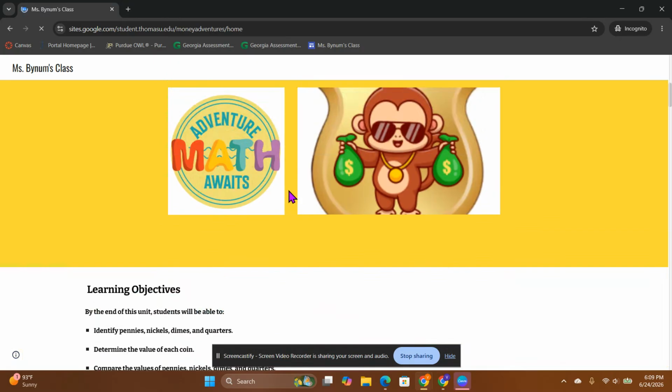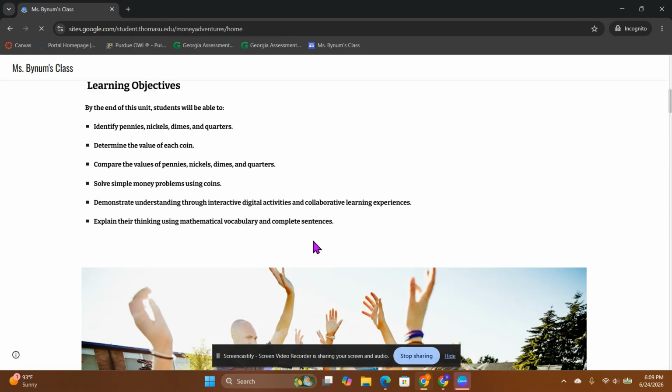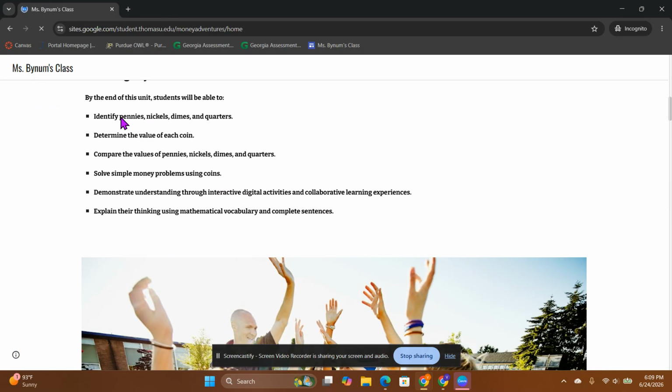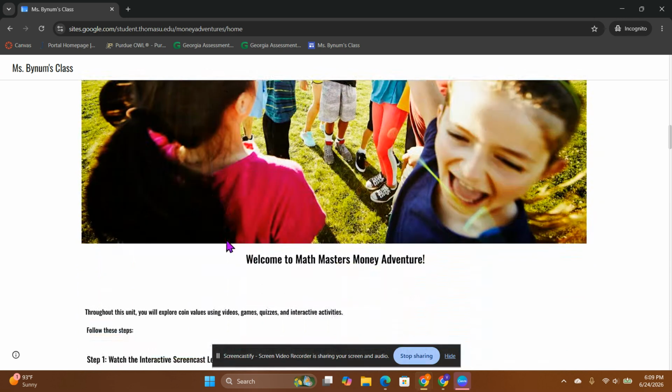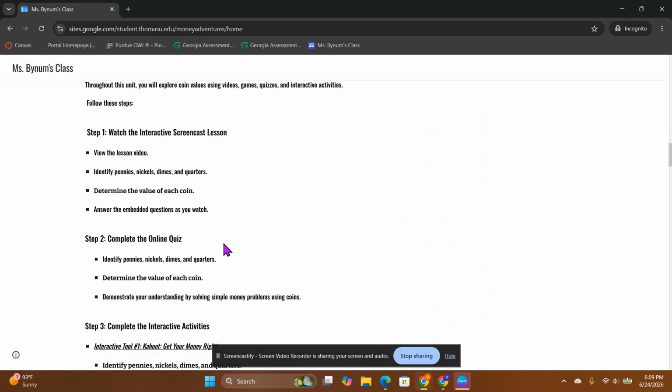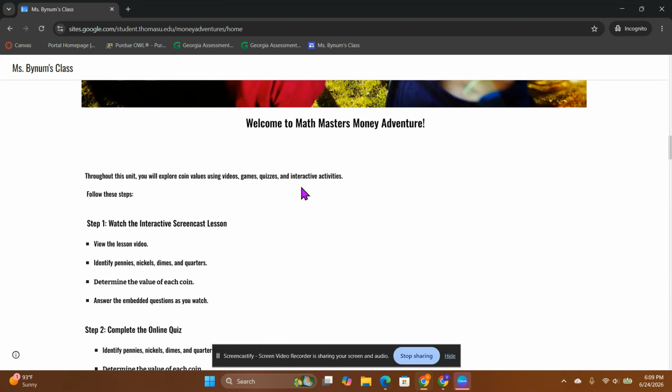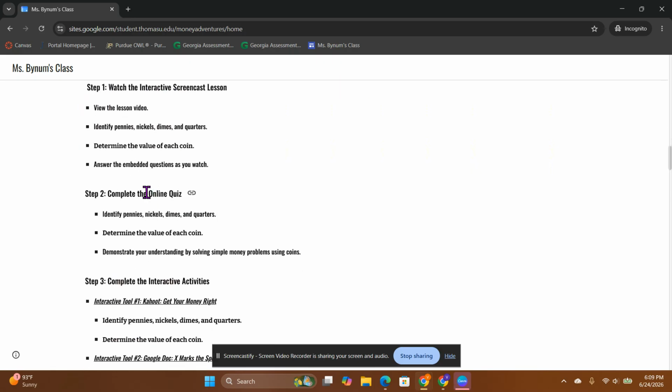And these are just some icons that I used in previous assignments. Like I said, the objectives at the end of this unit, students will be able to identify the coins, determine the value, compare them, solve problems using coins, and demonstrate understanding through the activities in the unit. Also completing sentence stems. So this is an overview of all the steps they take.